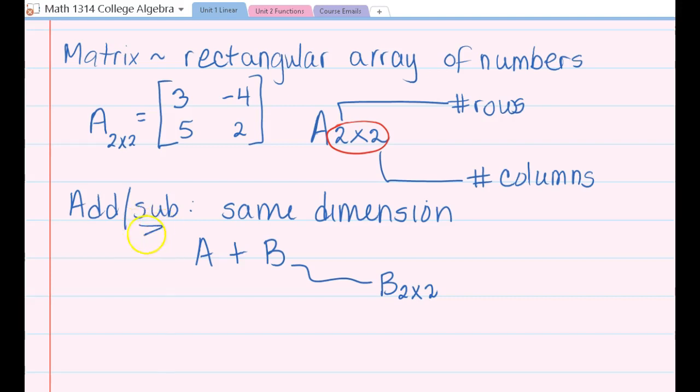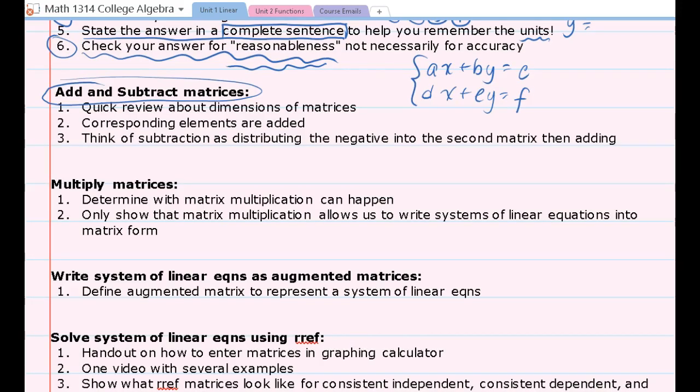The only thing I'm going to say about subtraction, think of it as if I had A minus B, I can think of that as A plus a negative B. And so what you can do is give this negative to every element inside of matrix B, and then you're back to adding two matrices. So when you want to add matrices or subtract, then the corresponding elements are the ones that are added and subtracted. And I've already mentioned thinking of subtraction as distributing the negative and adding it.